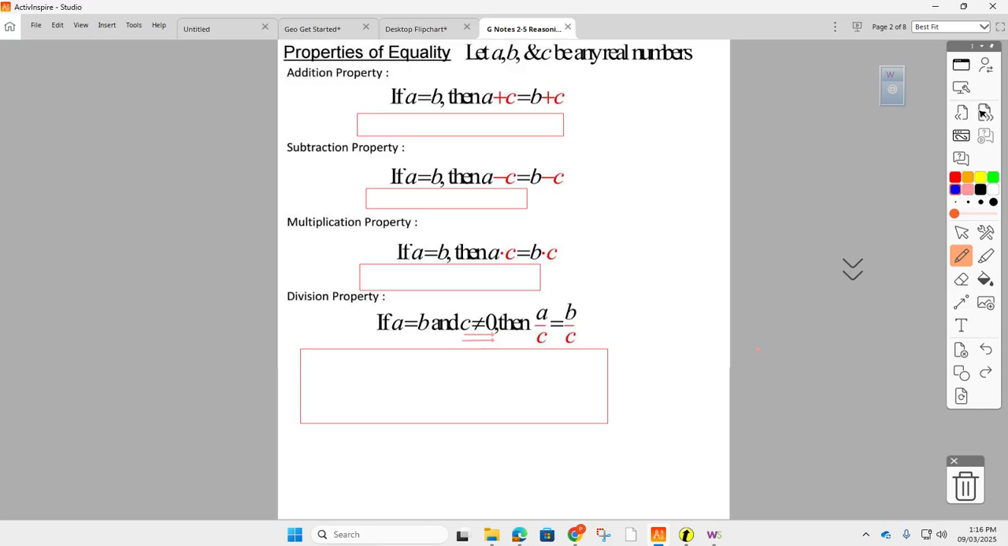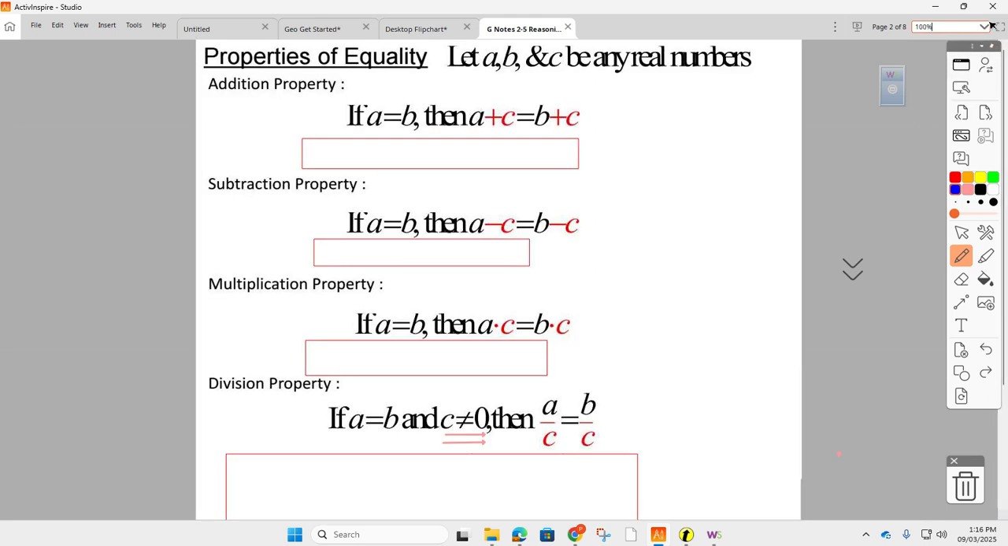All right, so we are going to review. This is not new. You should have seen it at least 3 times at this point. All right, the addition property says if we have 2 expressions that are equal to one another.